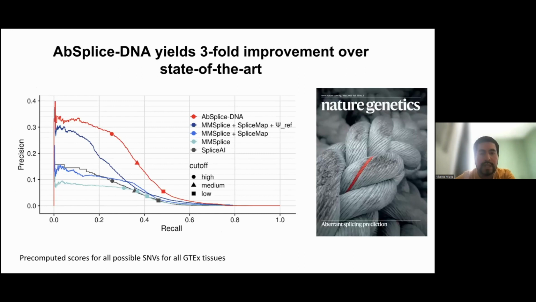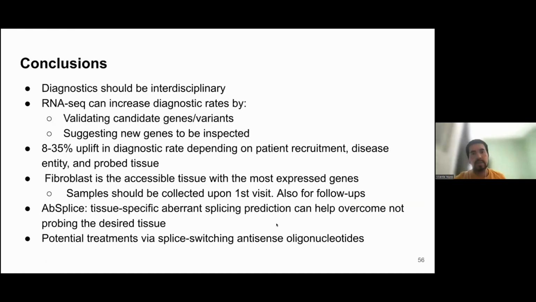So we are here with this method that we call AB splice DNA, way higher curve than the rest, and now it's tissue specific, and it was published a couple of months ago, and it made it to the cover of Nature Genetics. So that's a way to do it in case we want to predict, for example, what will be the consequence in the brain. We cannot test the brain in the patient, but at least we can try to predict using GTEx.